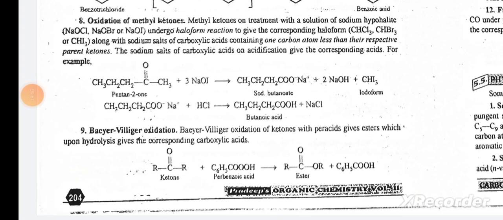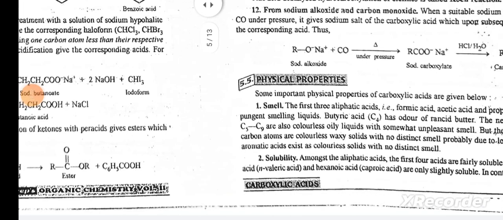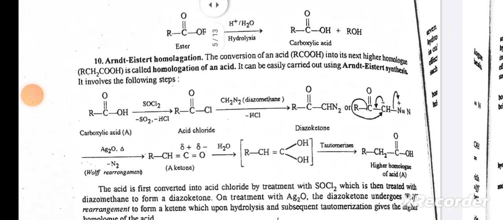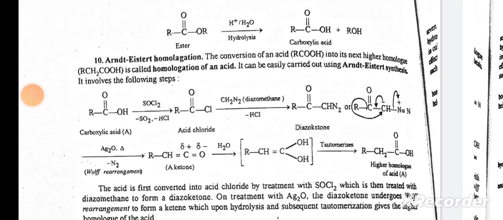Baeyer-Villiger oxidation. Baeyer-Villiger oxidation of ketones with peracids gives esters, which upon hydrolysis give the corresponding carboxylic acids. Ketone plus perbenzoic acid forms an ester. Ester to carboxylic acid.